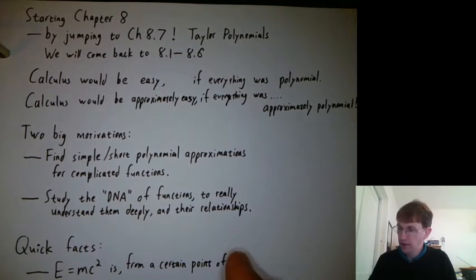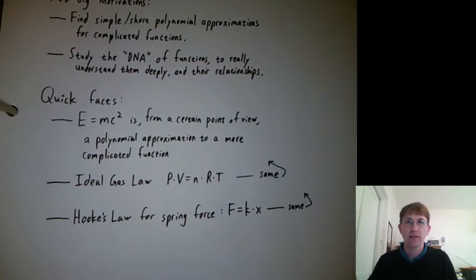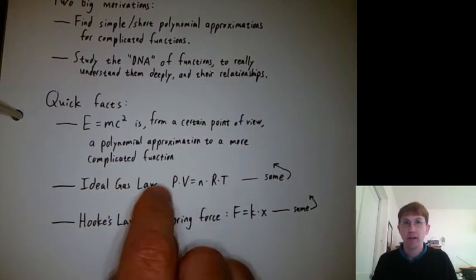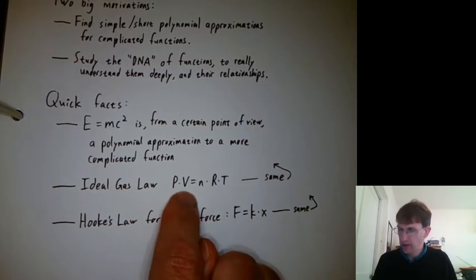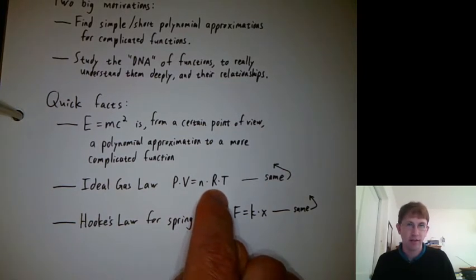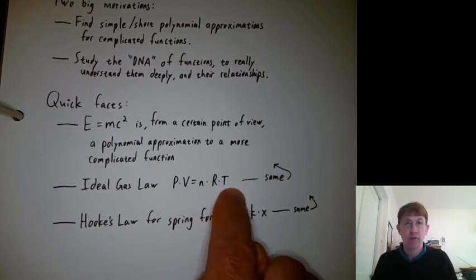Here are some other quick facts about Taylor polynomials. You can see these three things as kind of Taylor polynomials for more complicated things. So the ideal gas law: pressure times volume equals number of moles of gas times universal gas constant times temperature. That's kind of a first order, like a linear approximation, and then we could add quadratic and other polynomial terms to it.